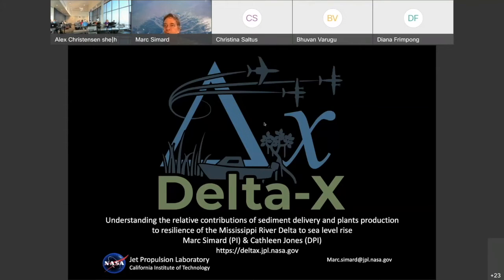I am also an expert in radar remote sensing. I also use a lot of LiDAR, in particular in coastal areas, to look at the interactions between ecosystems, whether it be from herbaceous or woody vegetation, and the hydrodynamics.